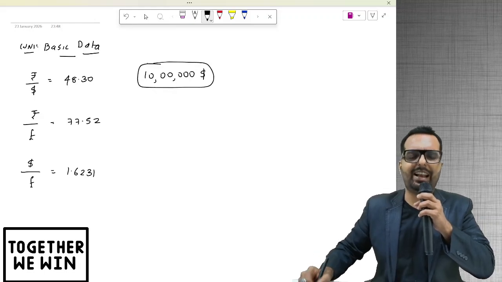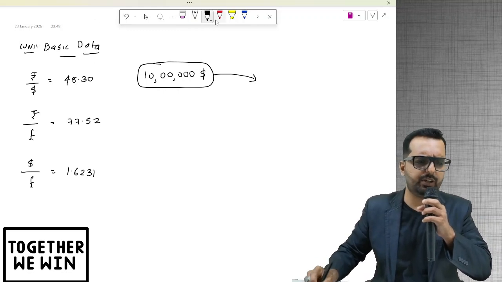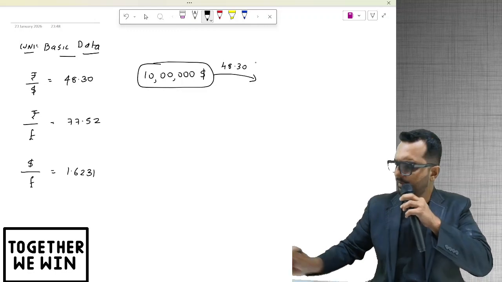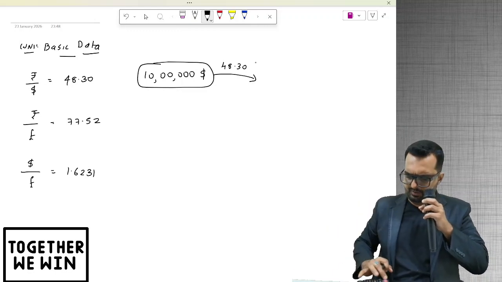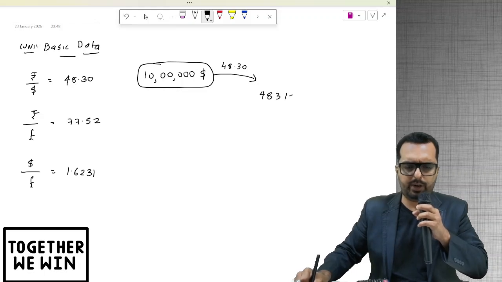Start with 10 lakh dollars. Now this 10 lakh dollars I will first convert into rupees. So what is the rate that they have told? Is it turning out to be 48.3? What is 10 lakh dollars into 48.3? Do I get the answer as 483 lakh?